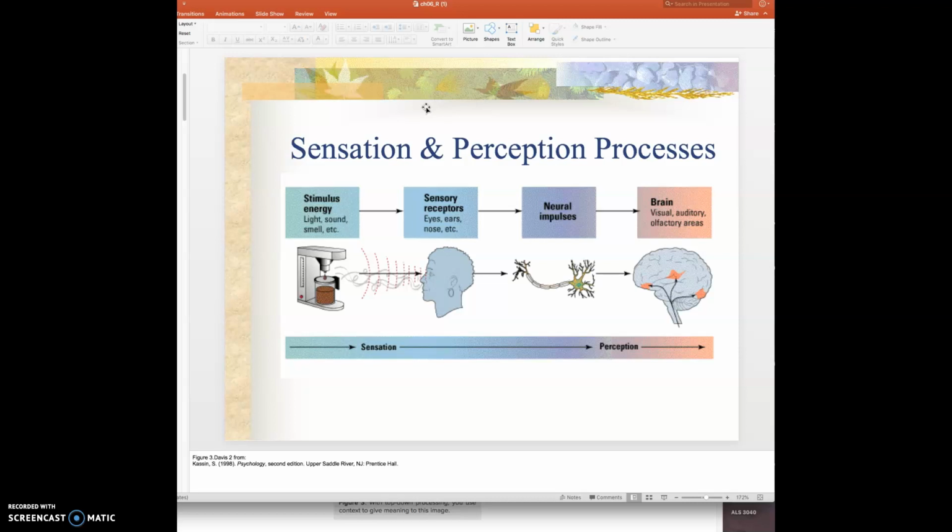Sensation is about receiving from those senses, meanwhile perception has to do with those processes that are synthesizing in your brain, trying to interpret or give a meaningful interpretation of what you actually received.